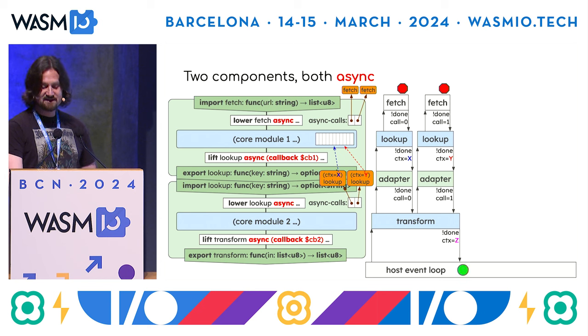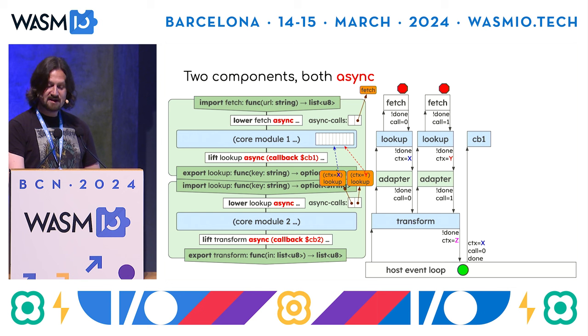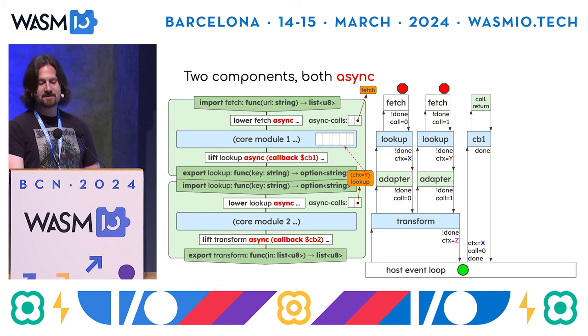So, time passes, a fetch finishes, and the host calls the callback of the first component to say, your fetch is done now. Callback one can now complete this async lookup call by producing a result and return back to the event loop. The host knows that component two is waiting on that lookup, so it calls callback two, saying, your first call to lookup finished, make progress. It returns to the event loop to wait for the second one to finish.